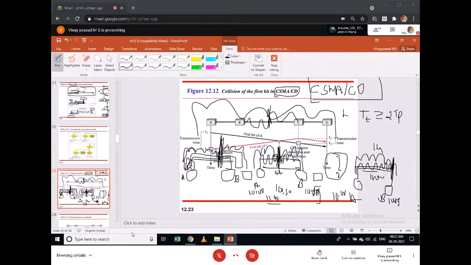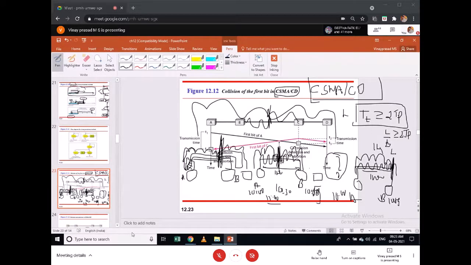Why am I taking 2 TP? One TP is for the data to travel almost to the other side, and another TP is for the collide signal to come back to station A. In that time, if station A still has some more data to transmit, then it would come to know its own data is involved in collision. How would it come to know? It is TT. So we know that. So this is the expression: your TT should be greater than twice the propagation delay. And what is the expression for TT? It is L by B. L by B should be greater than twice the propagation delay.